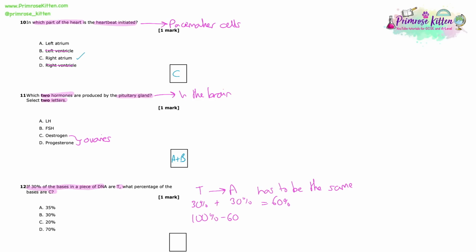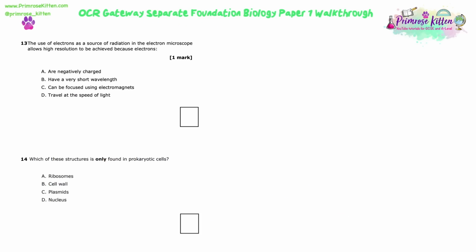So we need to work out what's left. 100% take away 60% gives us 40%. And then the same applies for C and G. There's got to be the same amount of C as there is G bases, because they are bonded together. So we just need to split that 40% into two. Two lots of 20%. So the percentage of C bases is going to be 20%, and that gives our answer as C.